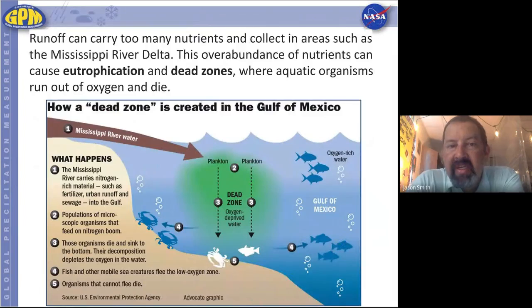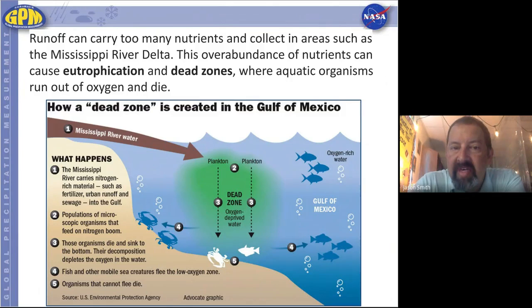Runoff can carry too many nutrients and collect in areas such as the Mississippi River Delta. This distribution of nutrients can cause eutrophication and dead zones, where aquatic organisms run out of oxygen and die. So all these fertilizers and silt and all sorts of different things that we put on the ground, in the ground, dump out, all eventually have to go somewhere.